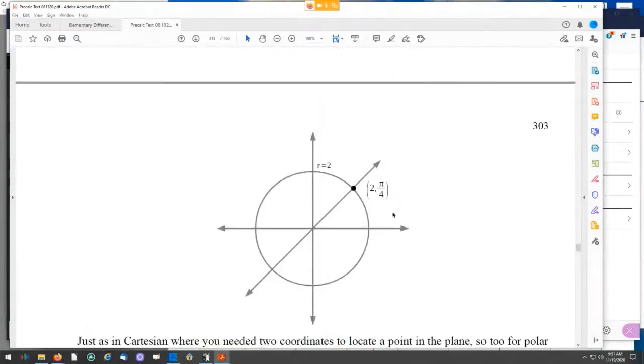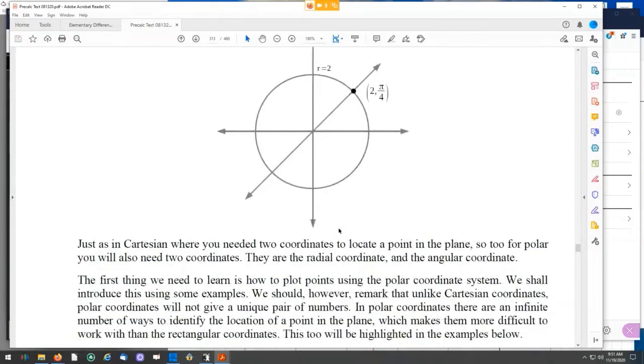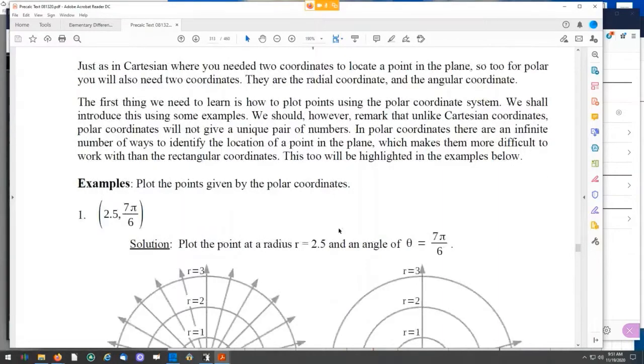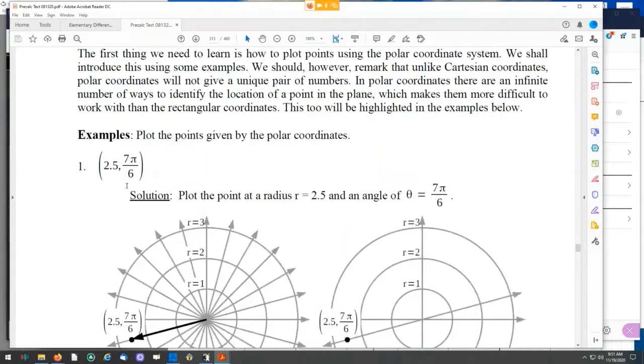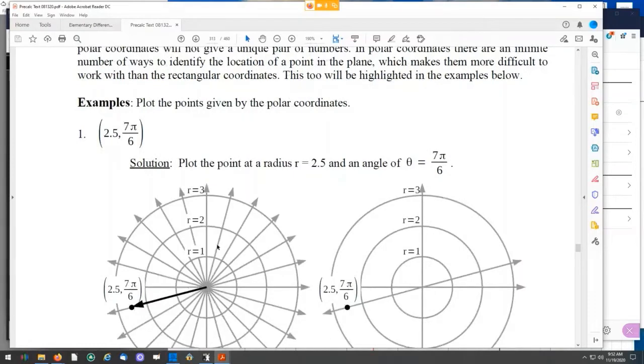So it's kind of like back to this unit circle idea. Now we're not at a unit circle, but a circle of radius 2. But the unit circle that we talked about is still very applicable. That's why I like that concept. If you get that down, it'll help you analyze and understand so many different phenomena. Now, I mentioned that it's not necessarily unique. So, for example, say I wanted to plot this point over here: 2.5 at the angle 7 pi over 6. Okay, so for the radius, I go out 2.5.